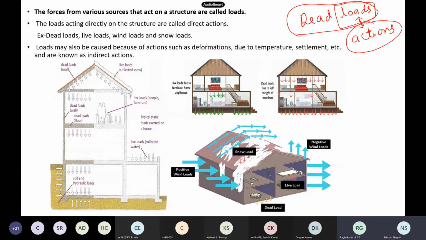Now here, the dead load. If you see the loads which act on the structure, this is a typical building, say an ordinary steel building. Obviously the first one will be dead load. Dead load is the self weight of the structure, and things which are not moving all come under dead loads.